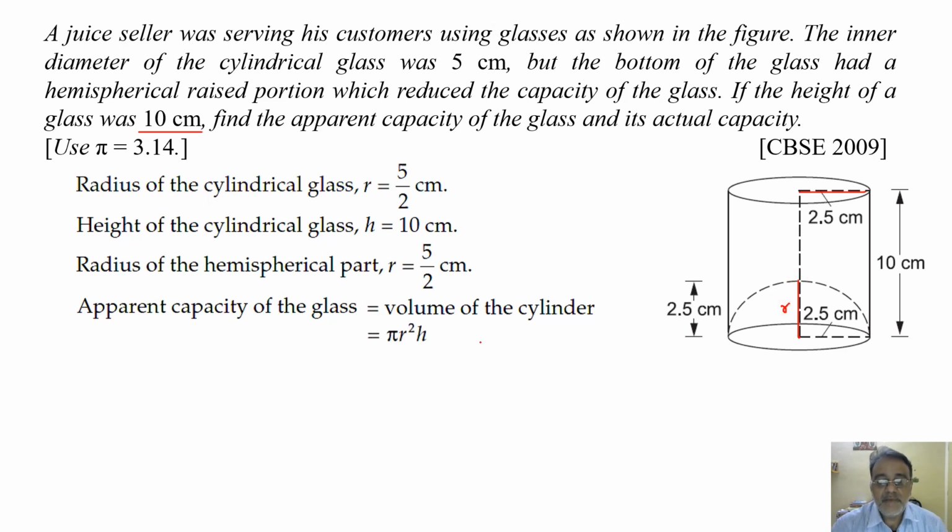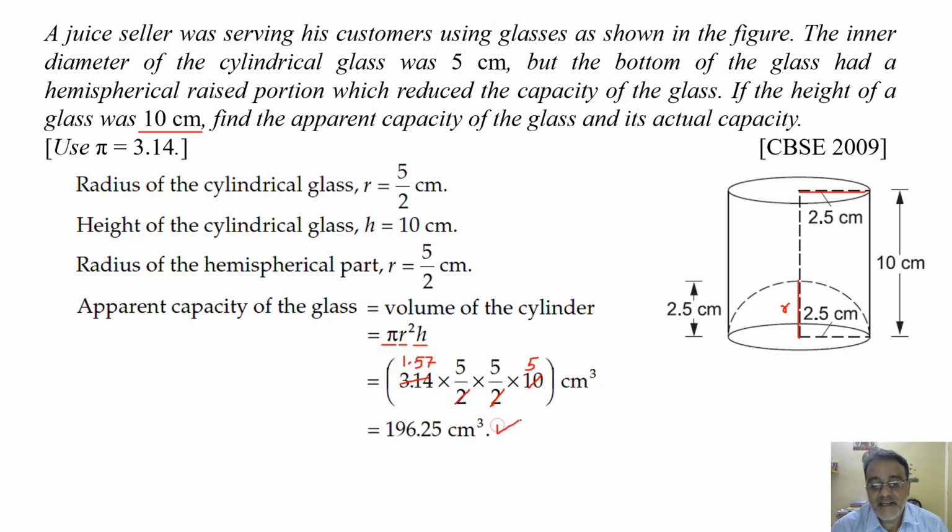So volume of cylinder is pi r square h. Now we'll substitute all the values. Pi is 3.14, 5 by 2 into 5 by 2 into 10. Right? And now we are going to cancel 10 by 2. That is, we are getting 5. And 3.14 also we can cancel, so we are getting 1.57. Now 1.57 into 125. So we are getting 196.25 centimeter cube. So this is the apparent capacity of the glass.